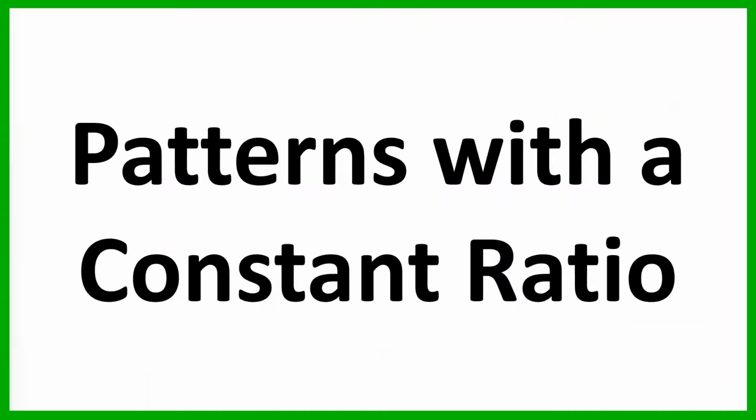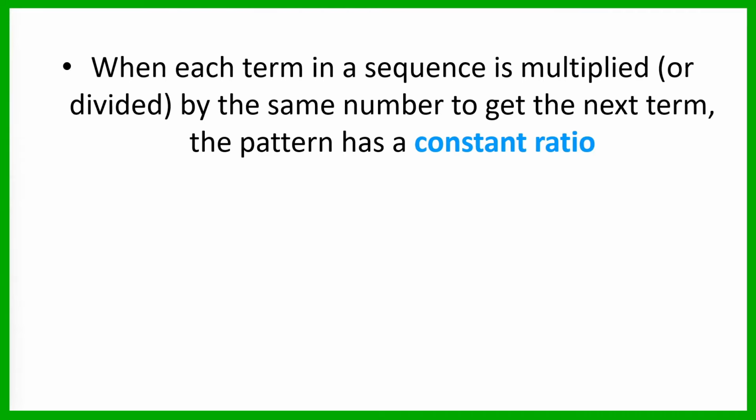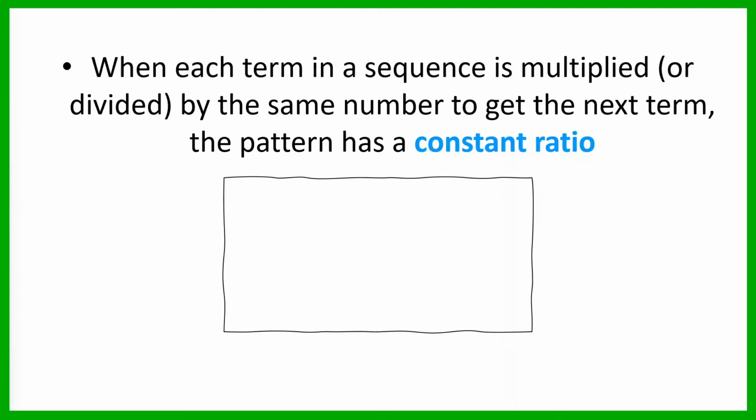Then you also get patterns that have a constant ratio. Okay, when each term in a sequence is multiplied or divided by the same number to get the next term, then the pattern has a constant ratio. So here's an example of a pattern with a constant ratio. The pattern goes 1, 2, 4, 8.